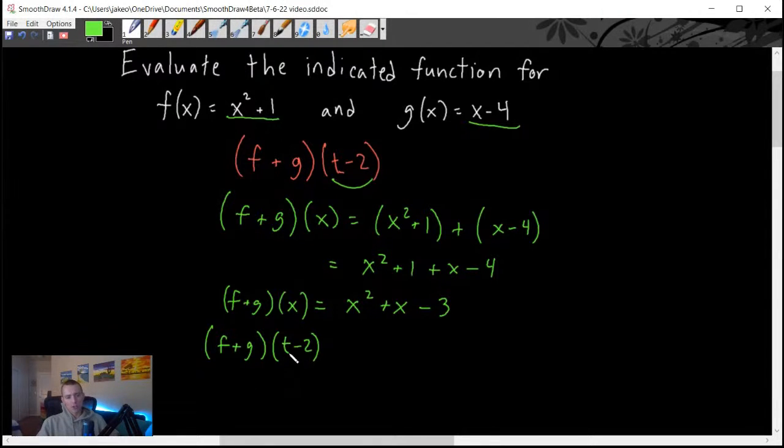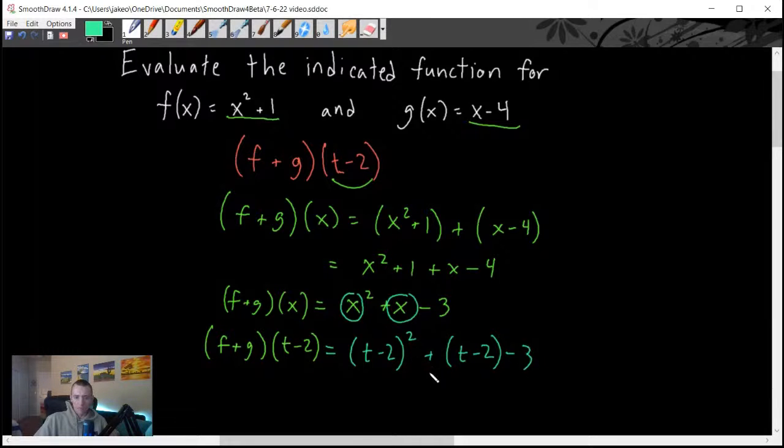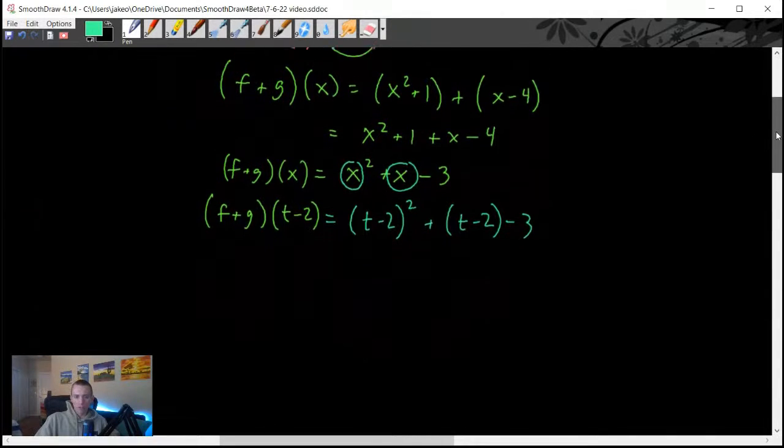So make sure that when we do this, we go to our function f plus g right here. Wherever we see an x in our function, which you can see we have two x's, one right here, one right here, all we're going to do is replace those x's with t minus 2. So we're going to change this x out for a t minus 2. Make sure to put it in parentheses. That's all going to be squared. Then plus, change this x out for t minus 2. Again, make sure it's in parentheses. And then minus 3.